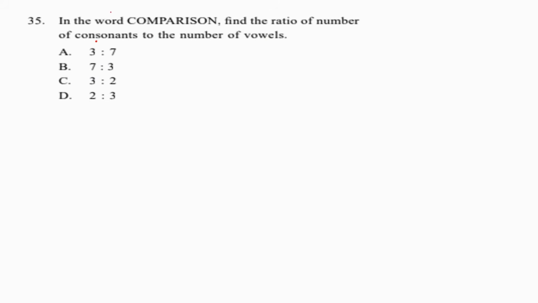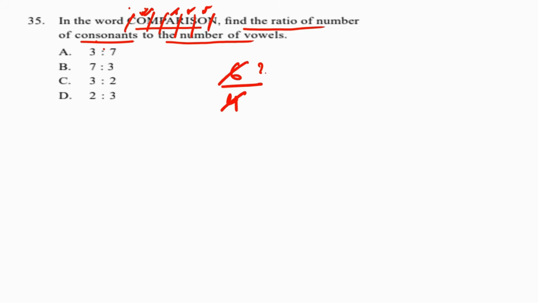Next, question number 35 asks you to find, in the word comparison, the ratio of the number of consonants to the vowels. How many consonants do we have? 1, 2, 3, 4, 5, and 6. How many vowels? 1, 2, 3, and 4. So 6 by 4, not over there. It can be simplified further. 3 by 2 when we divide by 2. So 3:2 is the required answer, option C.